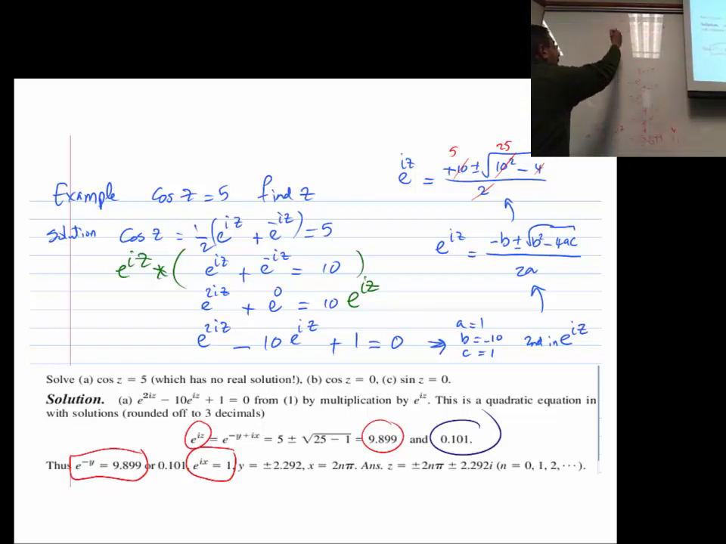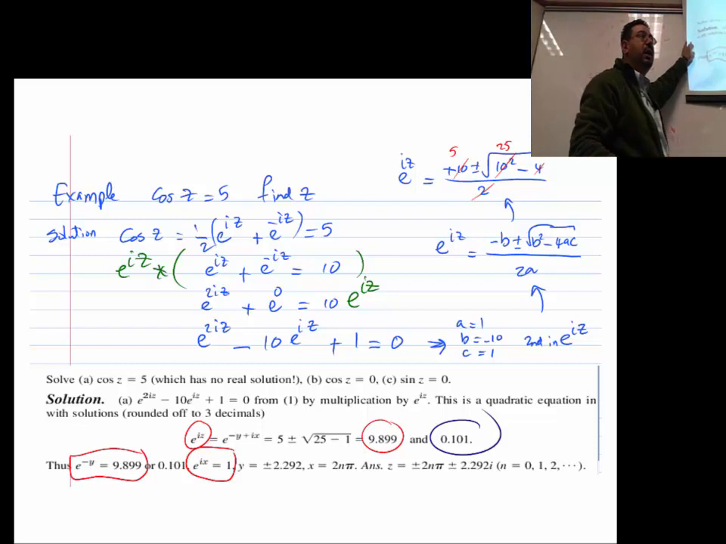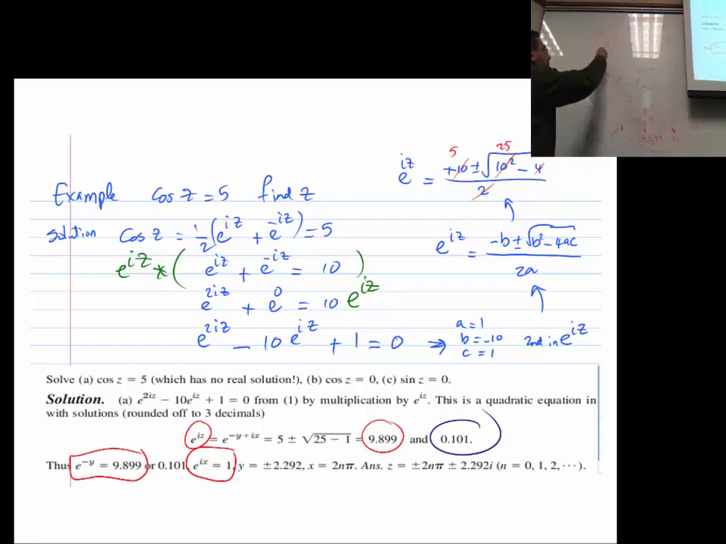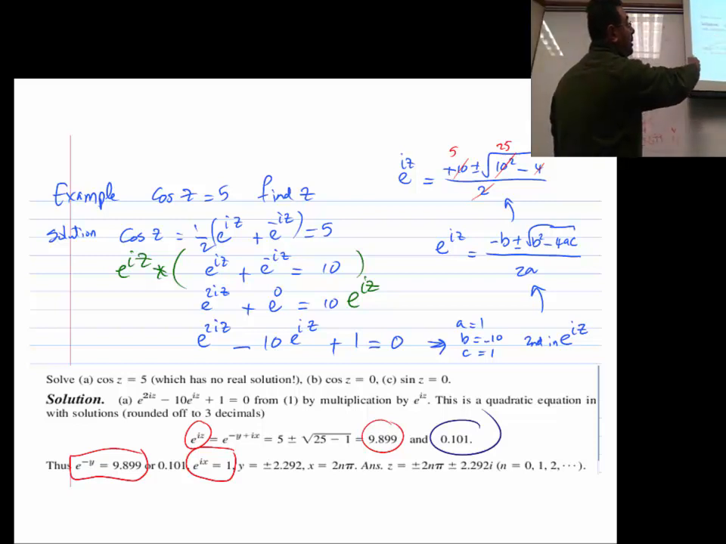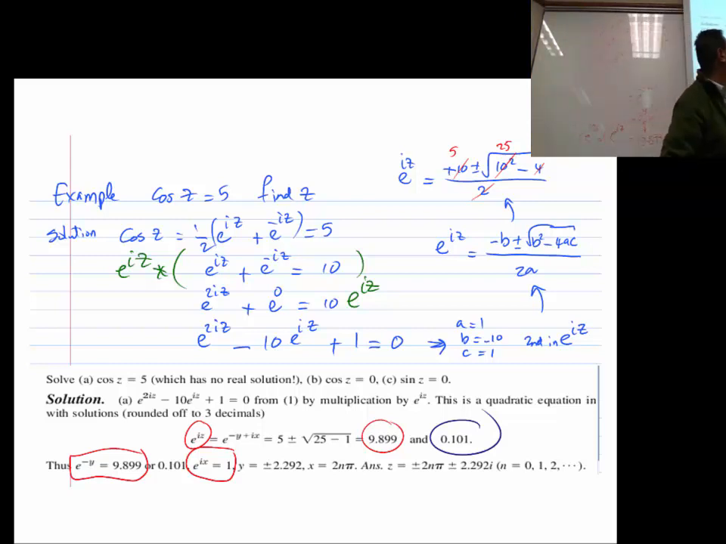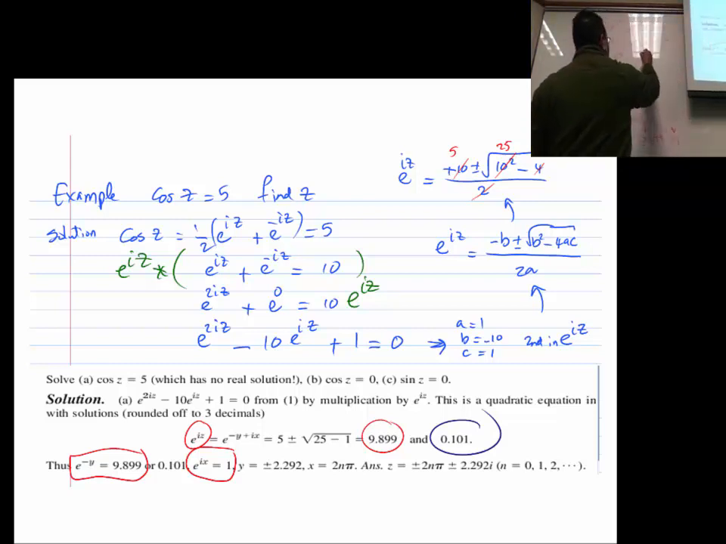I just want to call it lambda for now. I can call it Sam if I want to. This variable that I'm solving for, this is second order for it. How do you solve a second order? Here's the formula, the quadratic formula. It will give me lambda, which I know is e to power iz, as 5 plus or minus the square root of 25 minus 1, which turned out to be either 9.899 or 0.101.